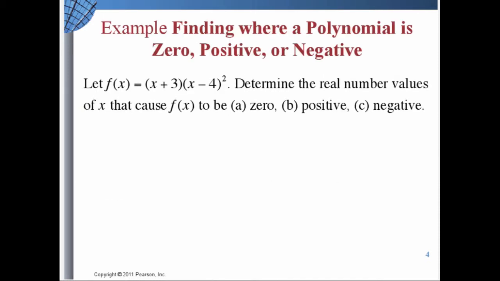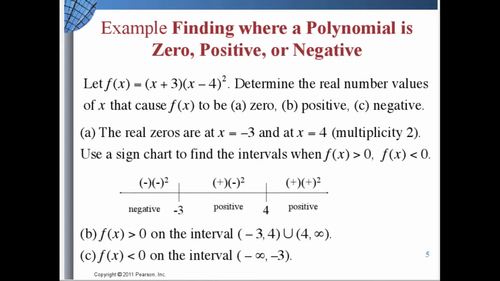So let f of x equal the quantity x plus 3 times the quantity x minus 4 squared. Determine the real number values of x that cause f of x to be a) 0, b) positive, and c) negative. So for part A, where does f equal 0? Well, we're familiar with this. If we take each of our factors and solve them for equal to 0, we can determine that the real zeros of the polynomial are at x equals negative 3 and x equals 4. And that one has a multiplicity of 2.